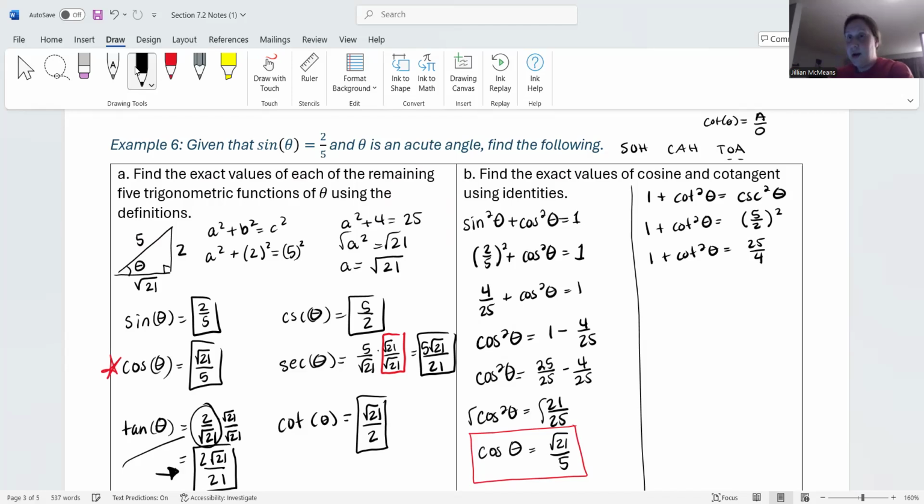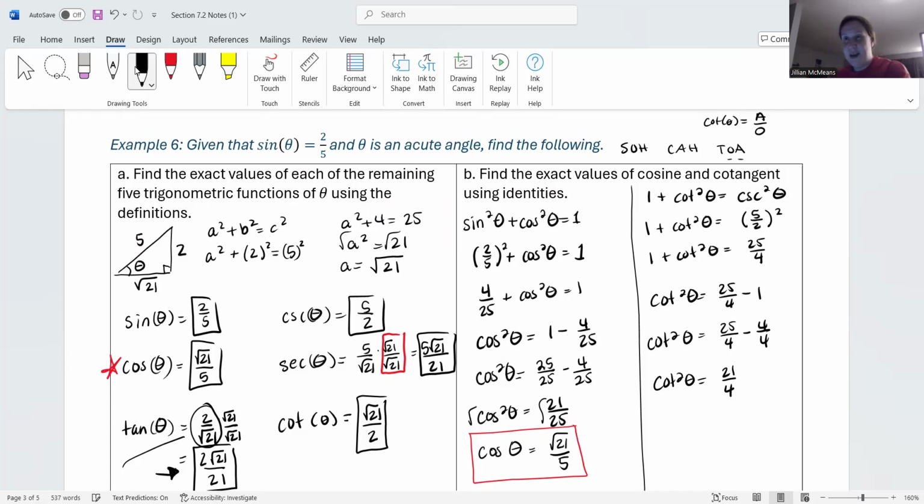Okay, now I want to get cotangent alone. The issue is the 1, so I need to subtract 1 from both sides. That gives me cotangent squared theta equals 25/4 minus 1. Just like when we were looking for cosine, let's play around with that 1 to create common denominators. Is there a way to rewrite 1 where we have 4 as the denominator? The answer is absolutely. We would write it as 4/4.